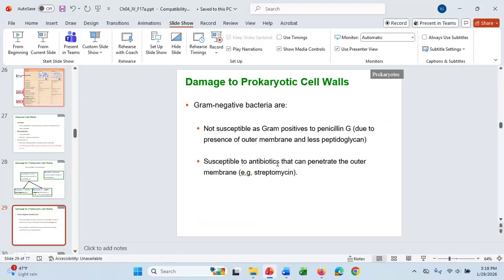However, that doesn't mean the gram-negative cells are not susceptible to different antibiotics. Ampicillin, the third member of the penicillin family, can kill both gram-negatives and gram-positives. And then the gram-negative bacteria are also susceptible to antibiotics that can penetrate the outer membrane. Streptomycin is such an antibiotic. Streptomycin is a lipid-soluble antibiotic, and it can get right through the outer membrane of a gram-negative cell. Any question about any of that?